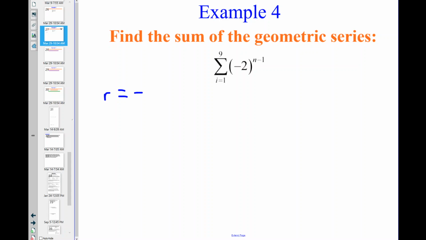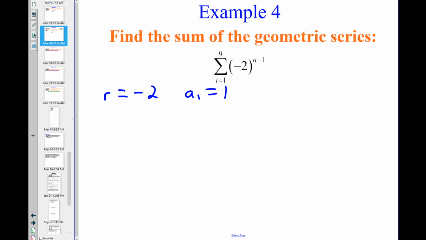It's the base. In summation notation, the common ratio is the base. It's -2. What else do we need? We need a sub 1, which is the first amount. Do we have that? No, we do not, but how can we find it? When you're in summation notation, plug in the lower limit into the variable. The lower limit is 1. What's 1 minus 1? And what's -2 to the 0? What's anything to the 0?